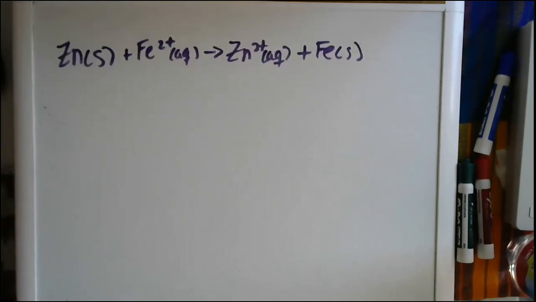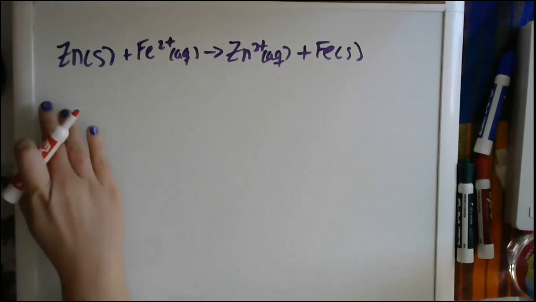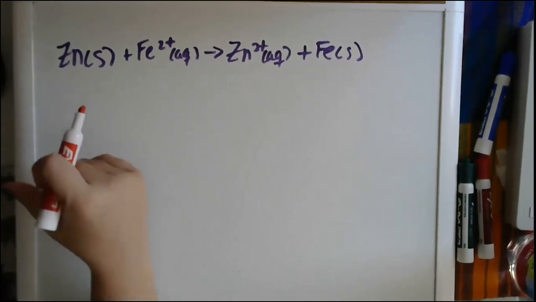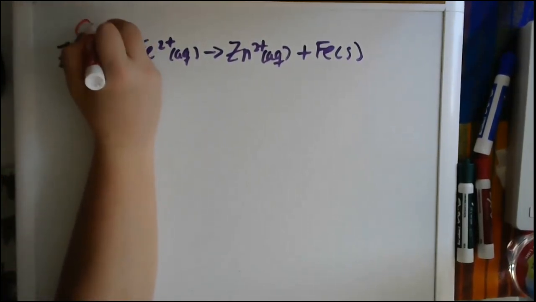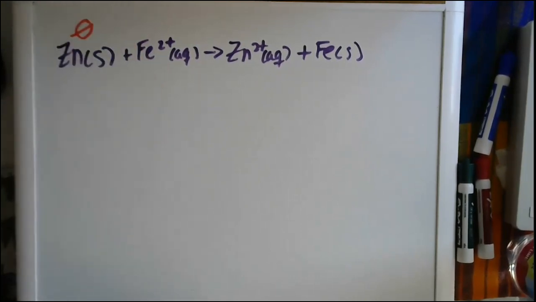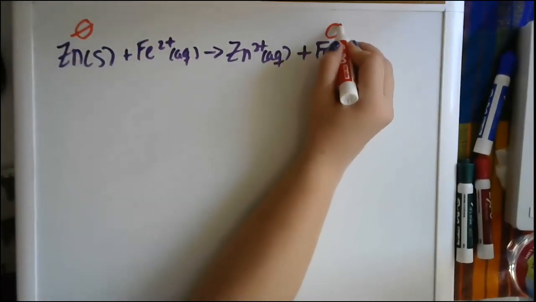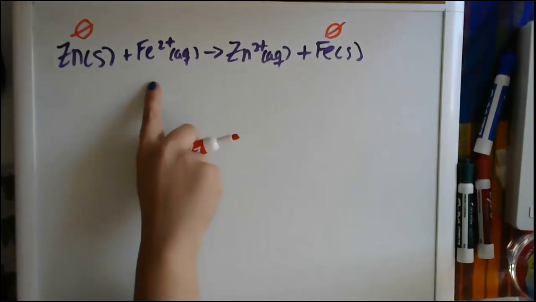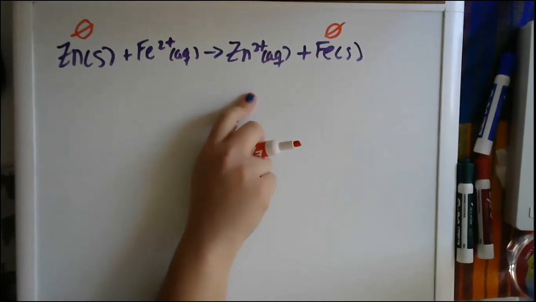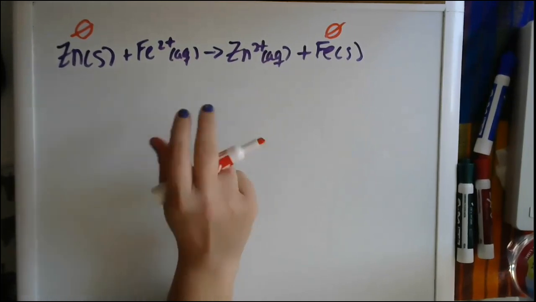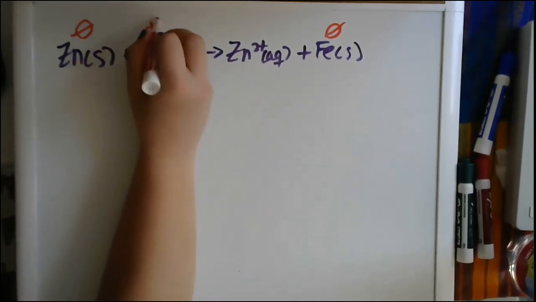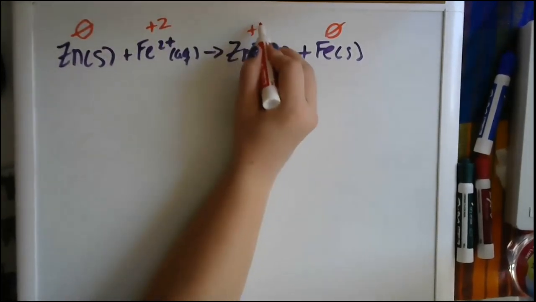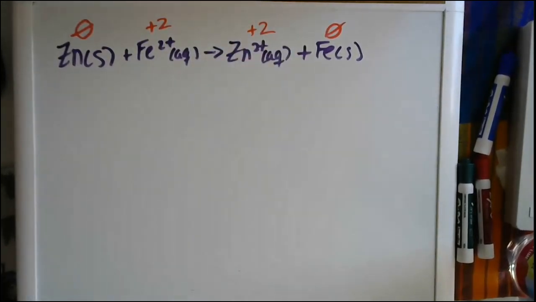Okay, let's look at one more example together. Again, I'm going to start this by assigning oxidation states to everything. And I always like to start with my atoms that are in elemental form and giving them an oxidation state of 0. Next, I'm going to look at my two other components here. They are both monoatomic ions, so they are each going to have the oxidation state of the charge of the ion.